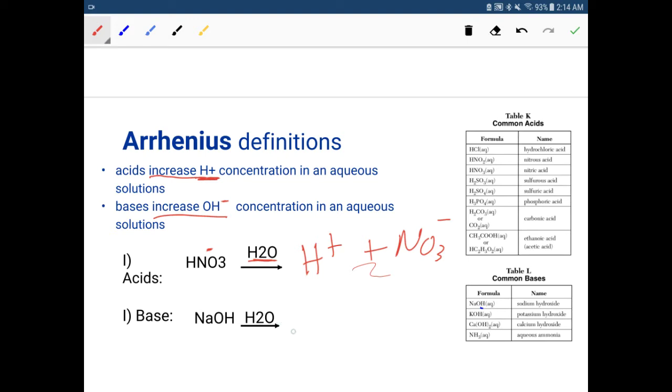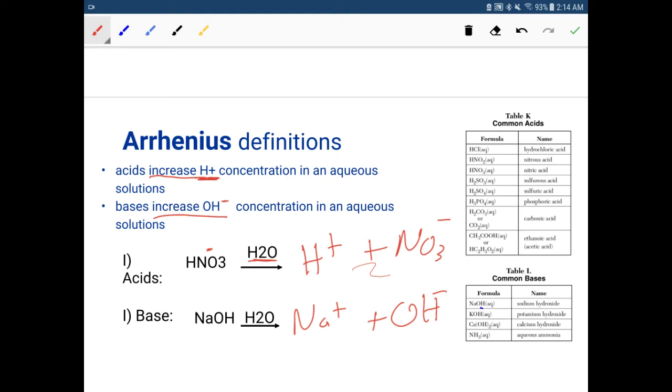NaOH, when it dissolves in water, will produce Na plus and OH minus, right, making it a base, an Arrhenius base, because it produces OH minus, or increases the concentration of OH minus in an aqueous solution.